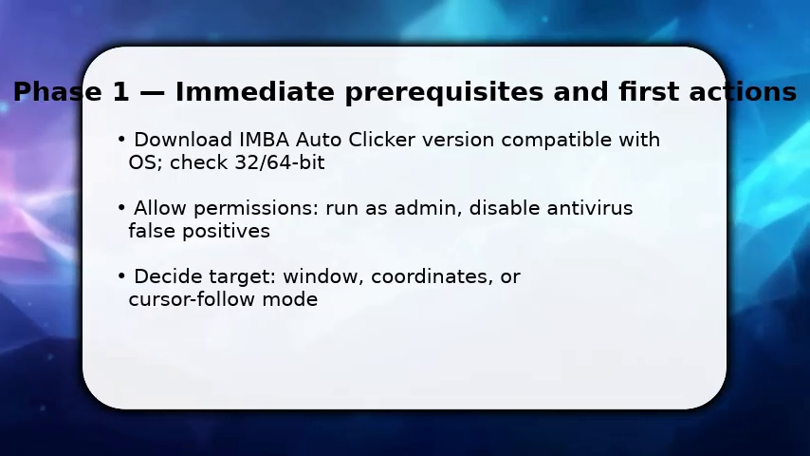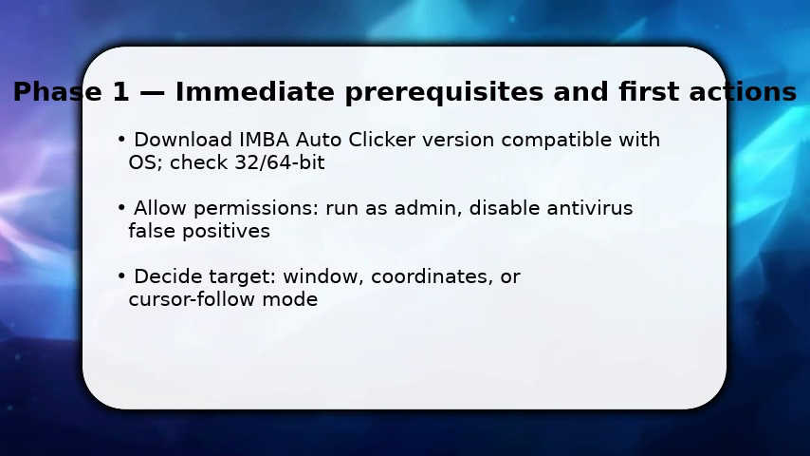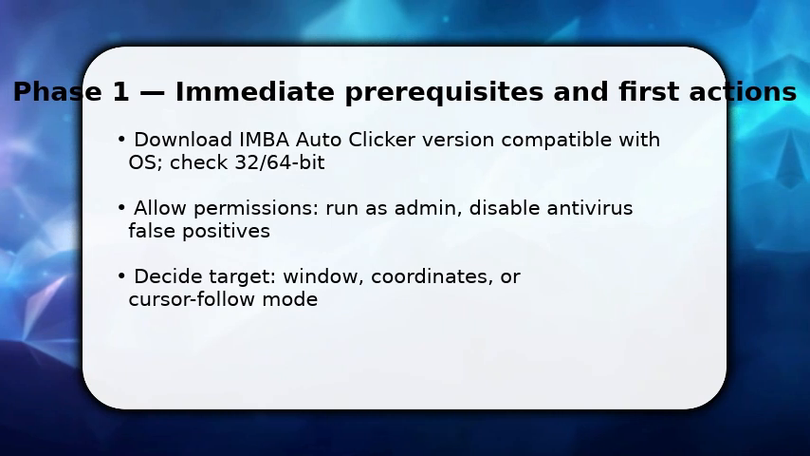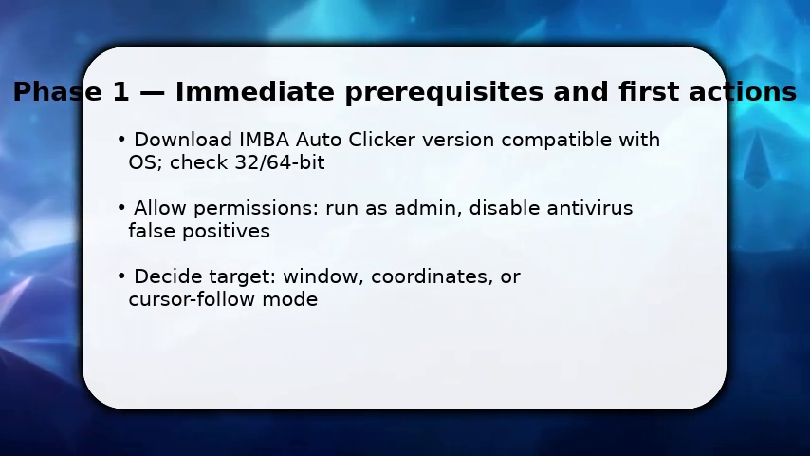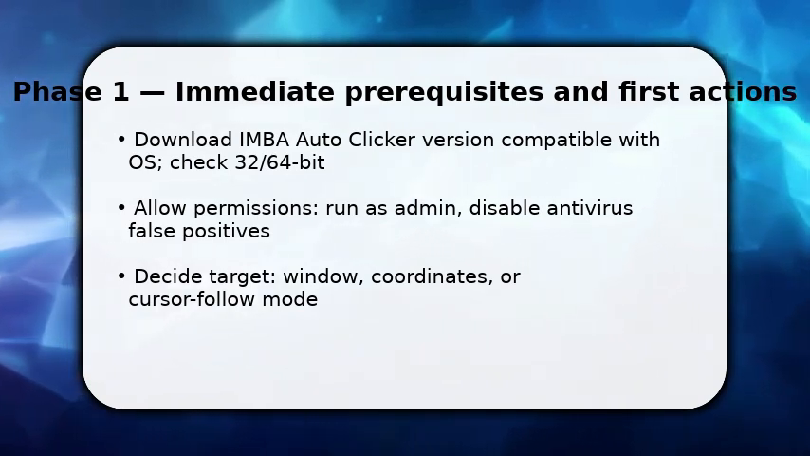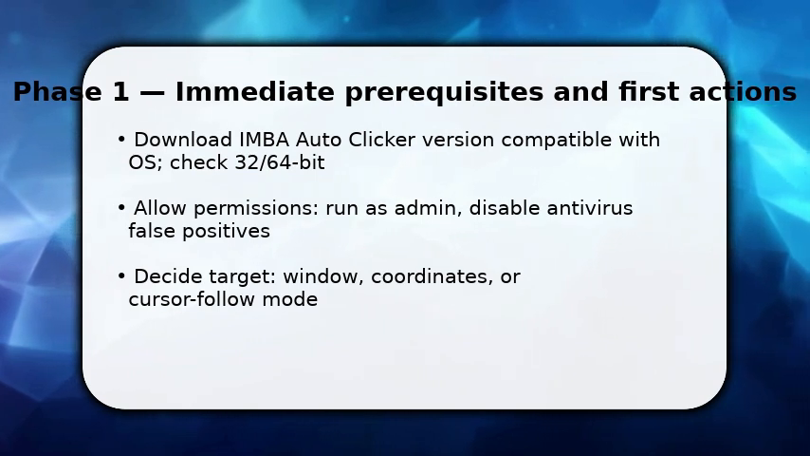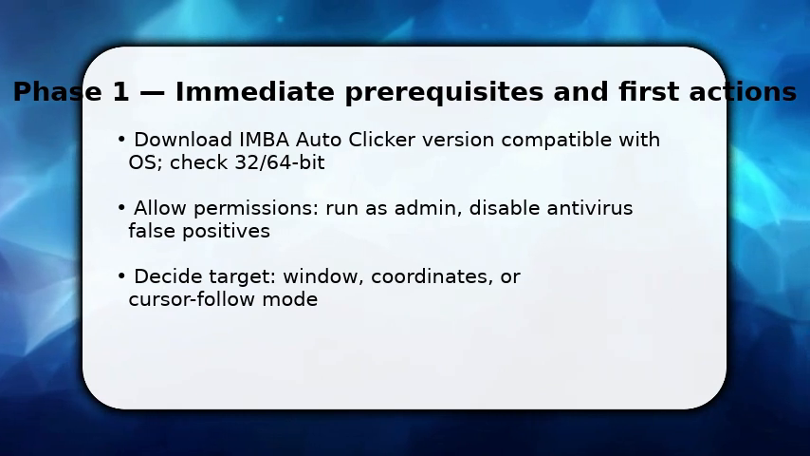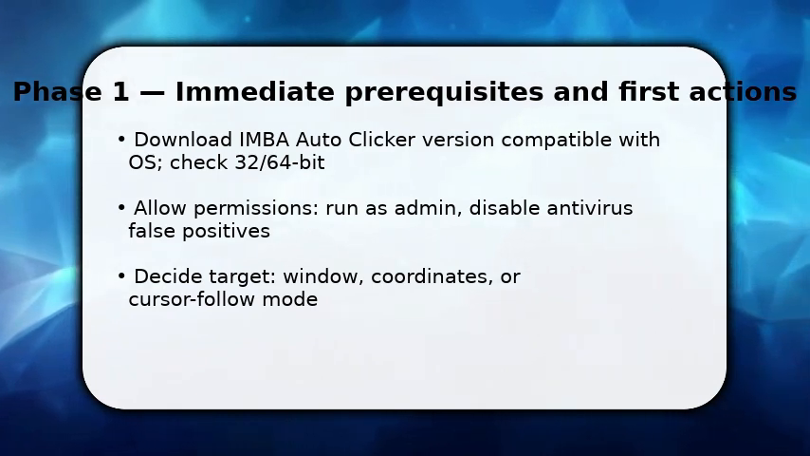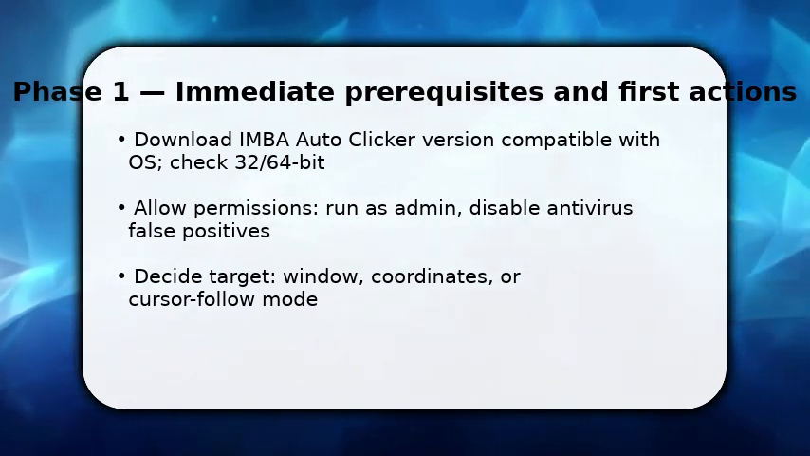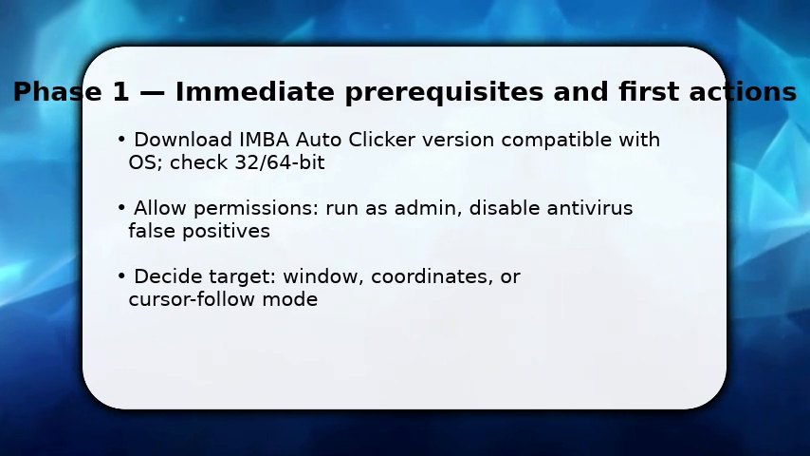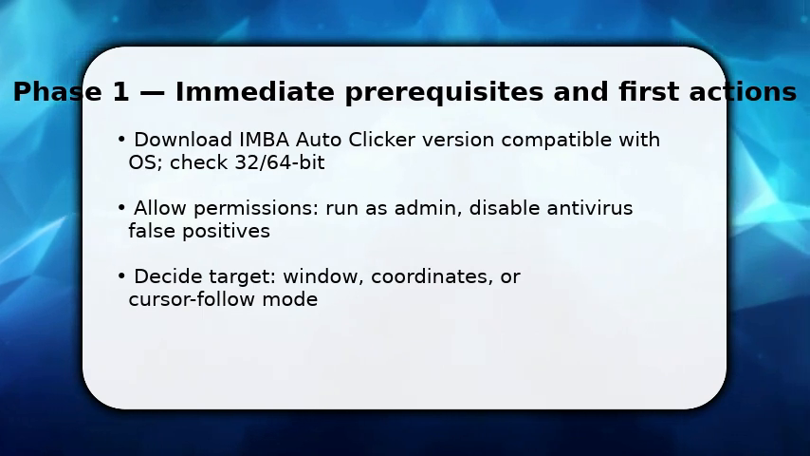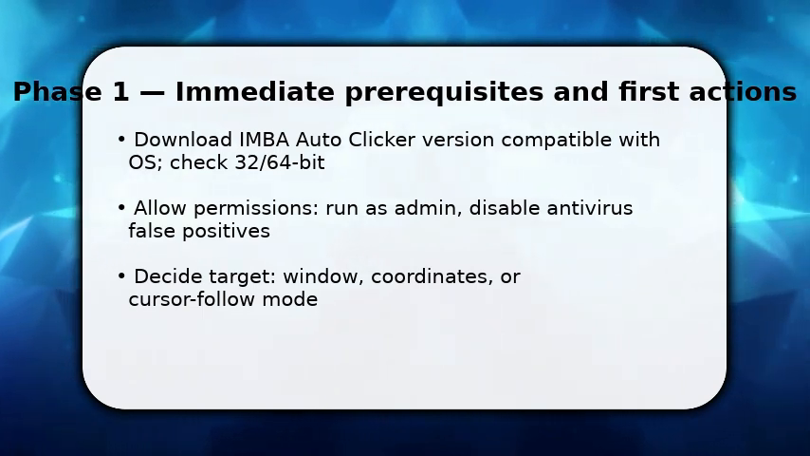You start by preparing the environment, install Imba Auto Clicker and run it as administrator so it can control inputs reliably. Once done, grant any required permissions and temporarily disable aggressive antivirus alerts because false positives can block the process. Next, choose your target, a specific window, fixed coordinates, or cursor follow mode, and set a conservative click interval to test responsiveness. This prevents accidental high-frequency clicks and gives you a safe baseline to refine.